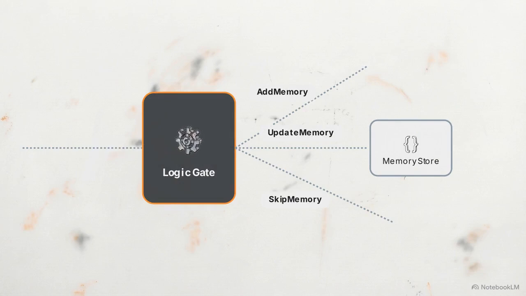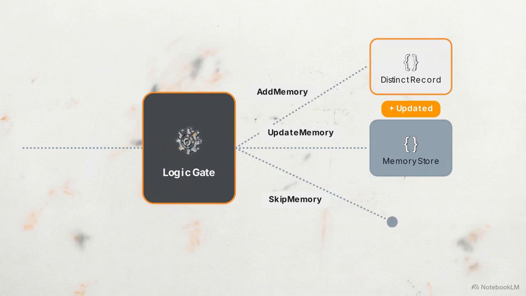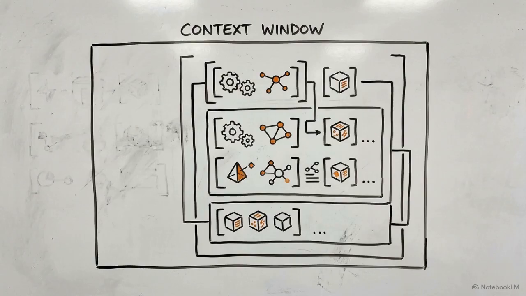Add memory identifies unknown facts, creating distinct records. Update memory handles highly specific new information, merging details while preserving timestamps. Finally, skip memory serves as a filter, rejecting redundant or temporary states and immediately discarding the data point. Applying these strict consolidation schemas prevents the agent's context window from filling with redundant or conflicting noise over time.